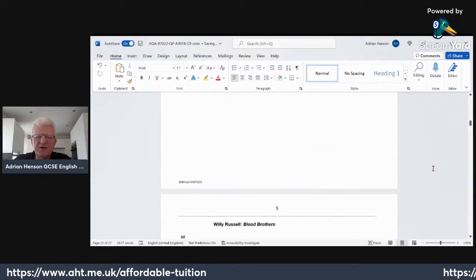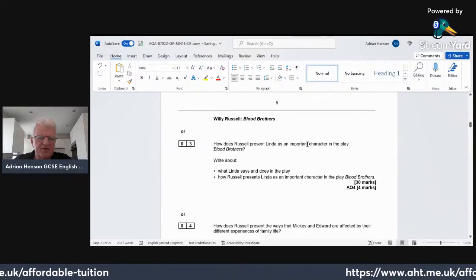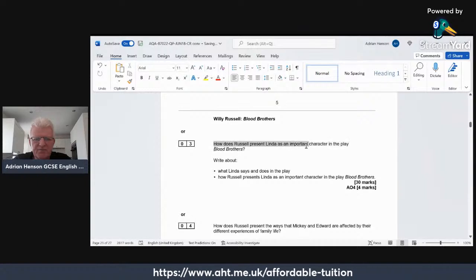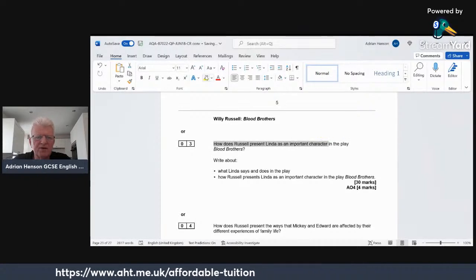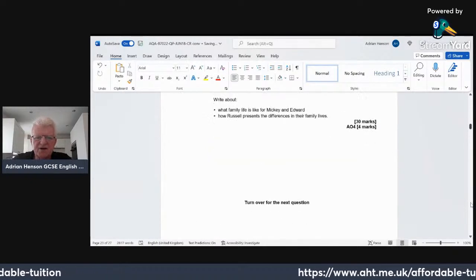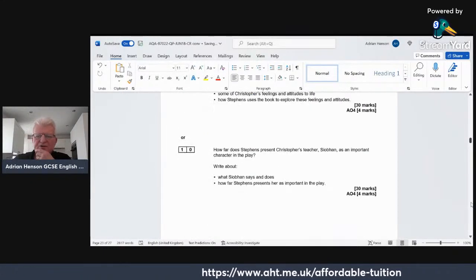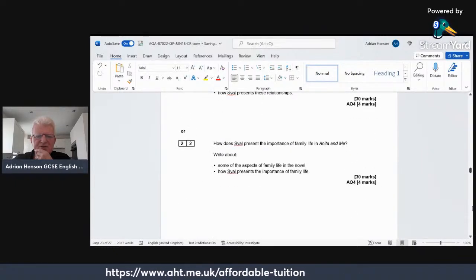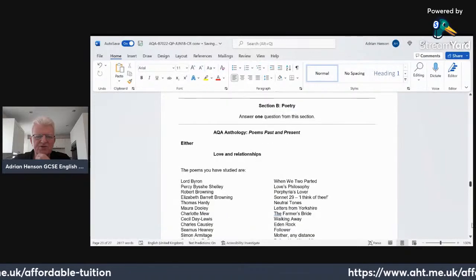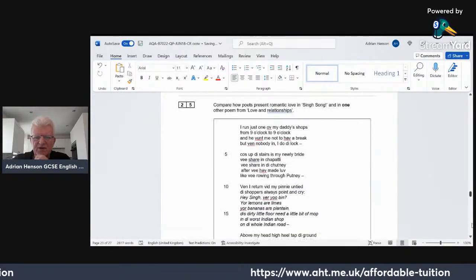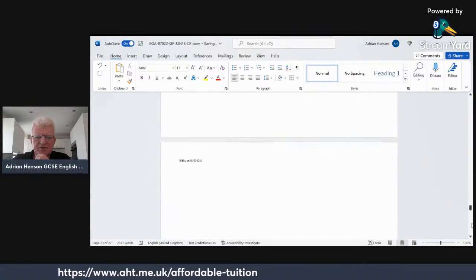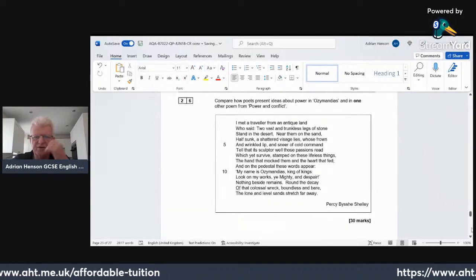If you're looking at any other things like Blood Brothers, you'll get, again, how does Russell present Linda as an important character? So with all these how questions, we need to know how to work them. Let's go to the final one, which is poetry, which I was going to start on, because even in the poetry, you get the how question. And I'm going to show you the Power and Conflict anthology.